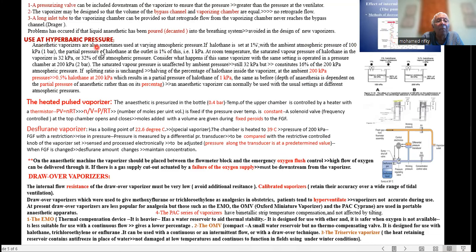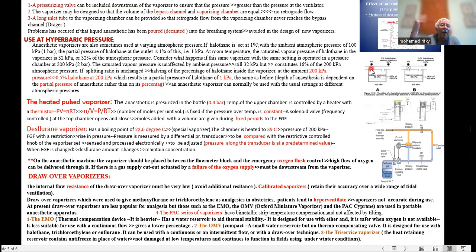Use at hyperbaric pressure. Of course, most contemporary vaporizers, whenever they are working at any temperature, don't need adjustment for their concentration. In other words, if we have a vaporizer, which I'm going to show later on, working at normal atmospheric pressure, as we said, the halothane concentration is 32%, which is 32 kilopascal. Whenever I set the knob at 1%, according to the splitting ratio, we will yield a partial pressure coming out of 1 kilopascal, and this concentration is 1%. This is in the normal situation where the pressure is 100 kilopascal and the temperature is 20.